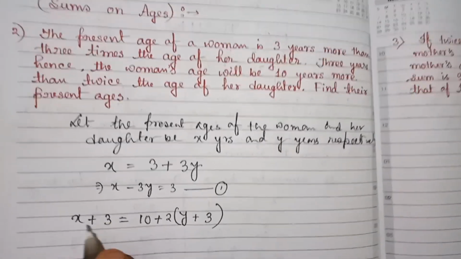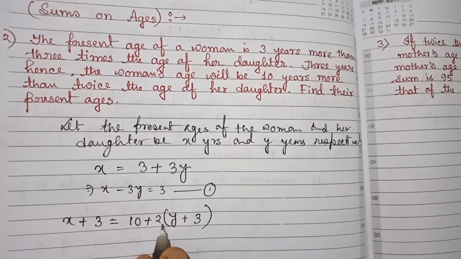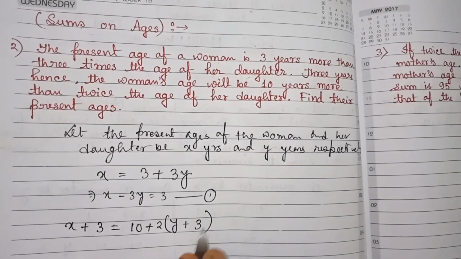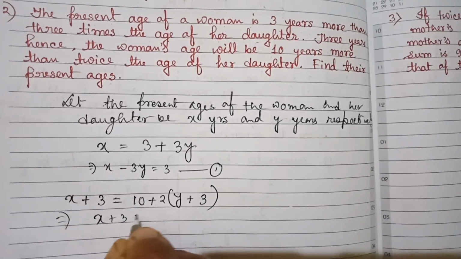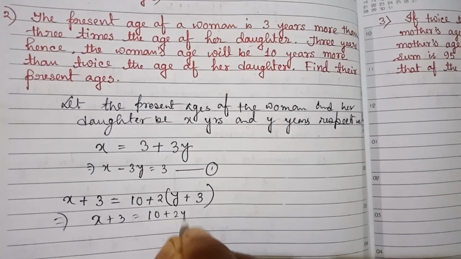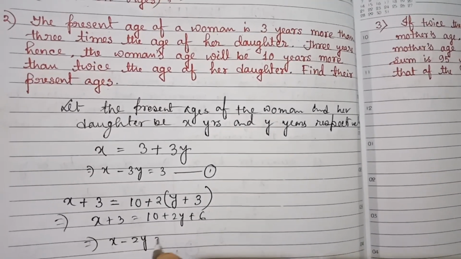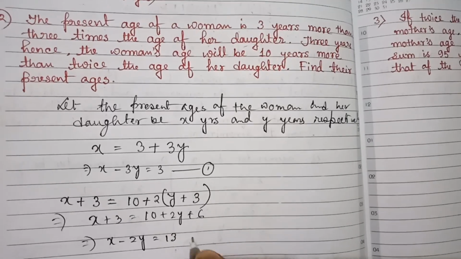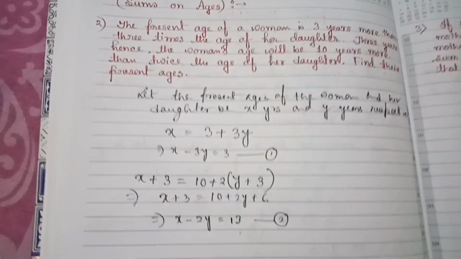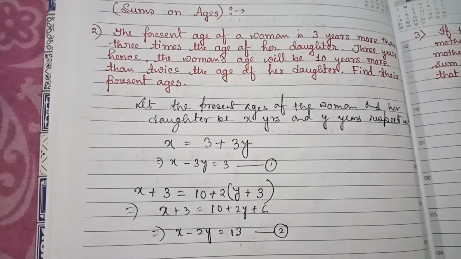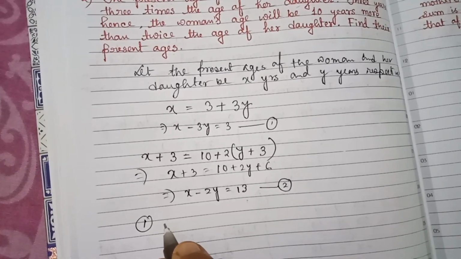After 3 years, the woman's age will be 10 years more than twice the daughter's age. That means from this we are getting x plus 3 equals 10 plus 2y plus 6. So ultimately x minus 2y equals 13. This is equation number 2. Now everybody can do it. You have to just solve these two equations to get x and y's value, and I am just simply doing it.